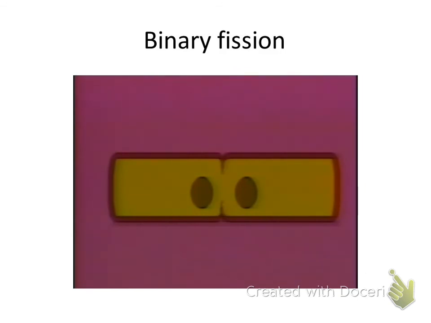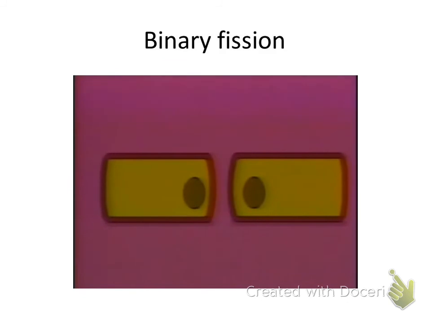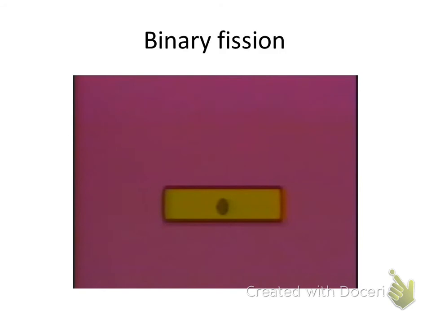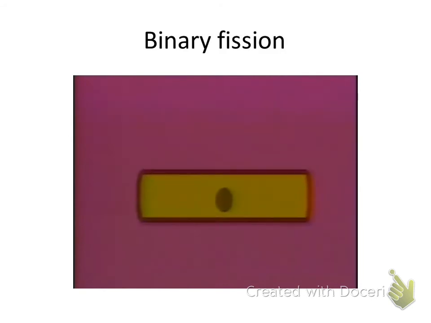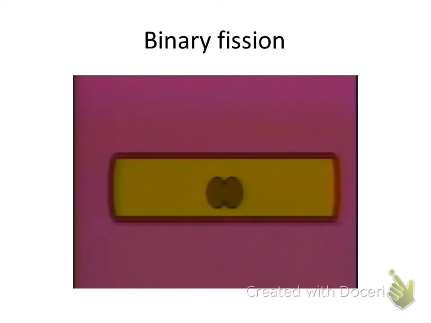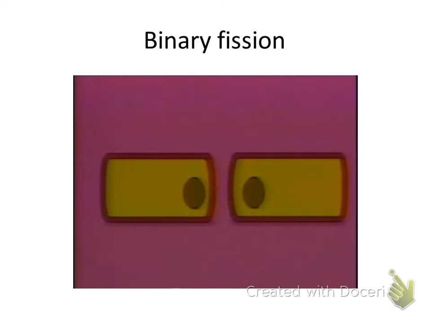A cell wall forms near the center of the parent cell, and the cell then divides. The hereditary material, the chromosomes, and the other cellular material are divided equally between the two cells. Each daughter cell then grows to normal size before it divides.